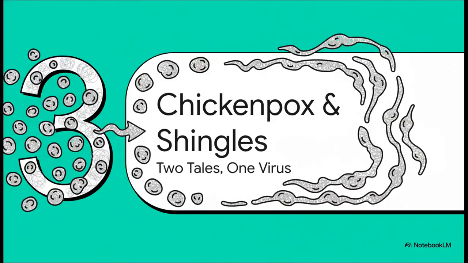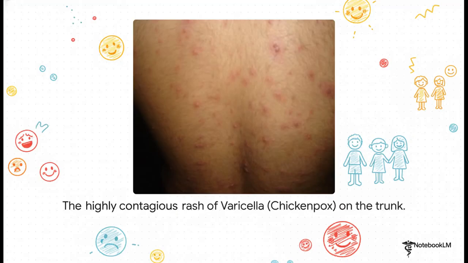Now, staying with the herpes virus family for a moment, let's talk about another member, but one with a really different story. This one virus is actually responsible for two completely distinct conditions that show up at very different stages of a person's life. Chickenpox. I'm sure this image brings back some rather itchy memories for a few of you. This, of course, is the highly contagious rash of chickenpox, the primary infection caused by the varicella-zoster virus, which most of us get when we're kids.